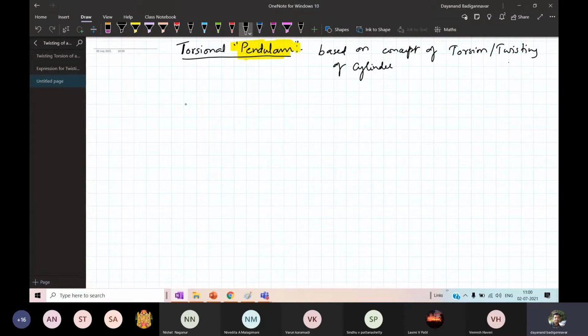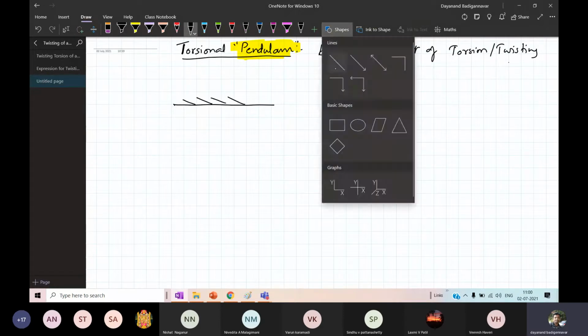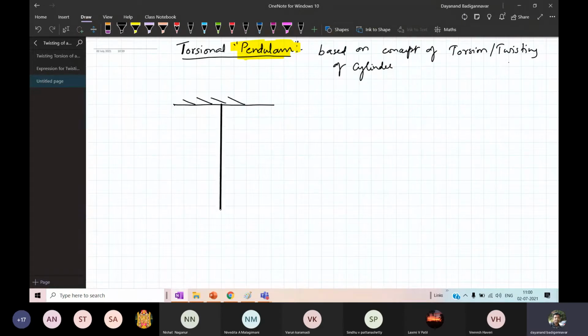So I have a wire. Let us assume that I have a wire in the form of a cylinder. This is a wire which is fixed at one end. So this wire is actually fixed like this. And to this I have taken one mass and I have hanged it like this. It may be a regular mass, it may be an irregular mass, anything like this. This is the mass that I have hanged.